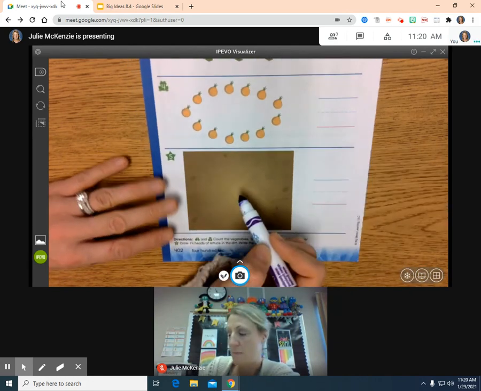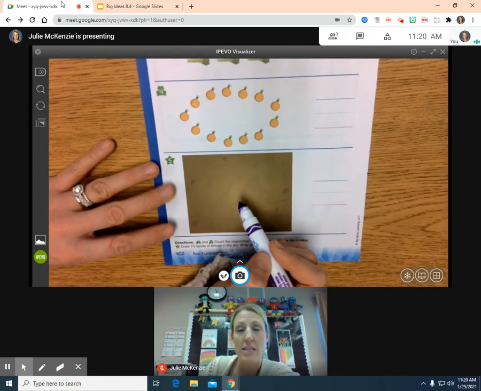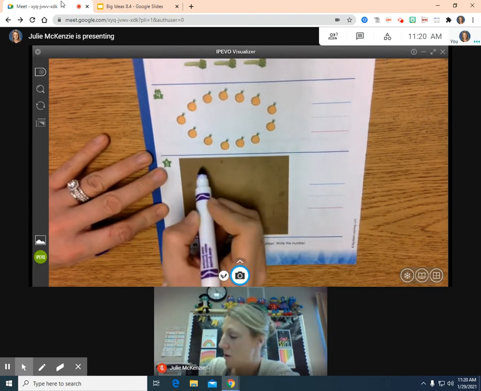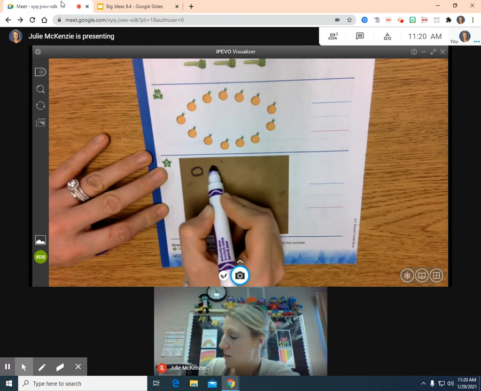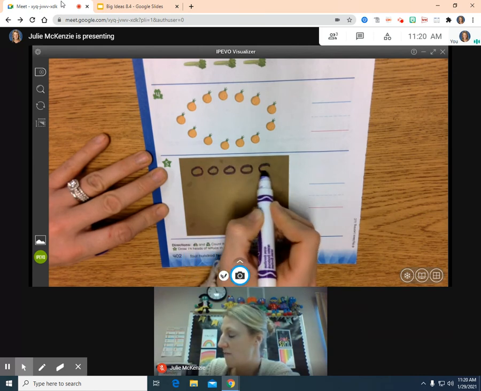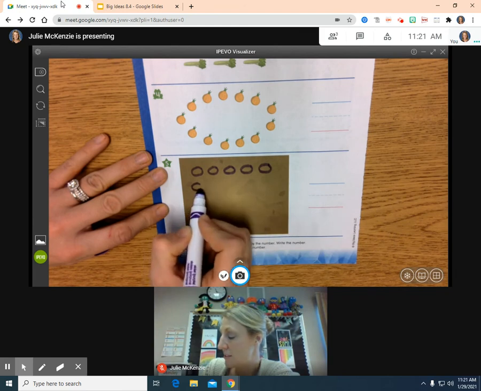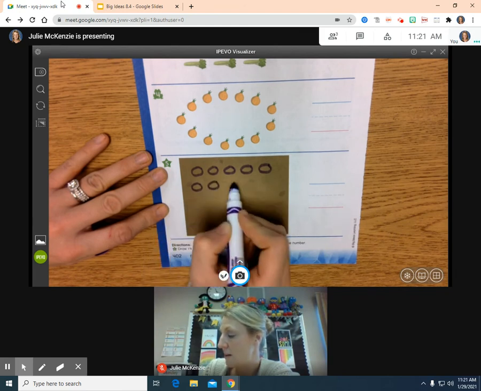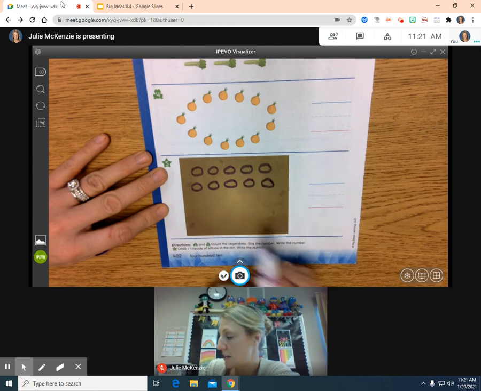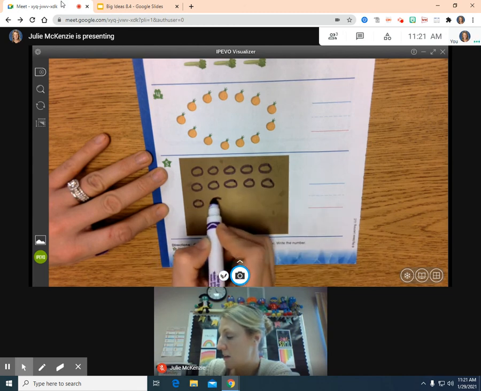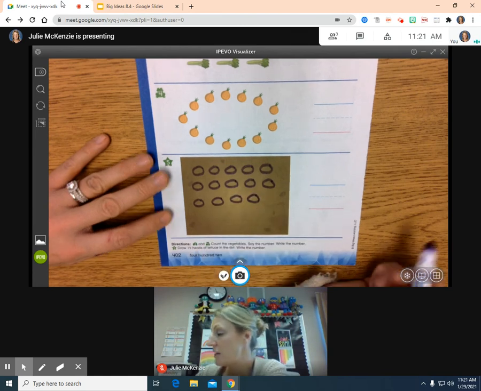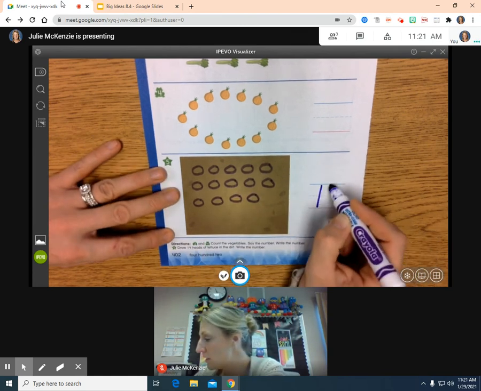On this one, we're going to draw 14, pretend it's heads of lettuce in the dirt. We can do that right now. 14. 1, 2, 3, 4, 5, 6, 7, 8, 9, 10, 11, 12, 13, 14. And then we are writing a 14.